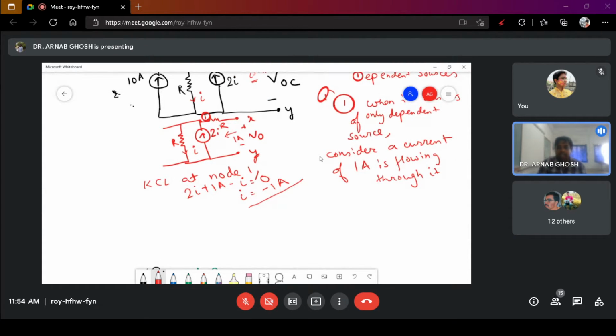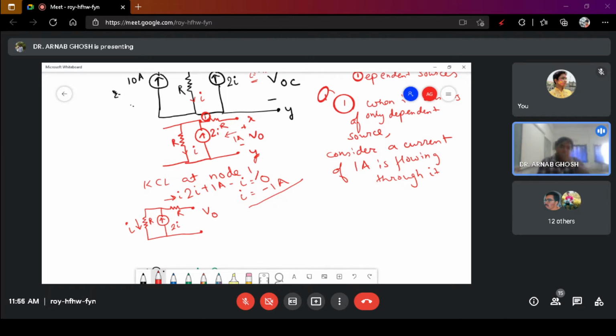So if we are applying KVL to this entire loop, just look at the circuit now. You have this resistance. This is the current source. This is another resistance, and this is the voltage V0. Here I was flowing in this direction. Here the I is flowing in this direction. This is R, and this is 2I.